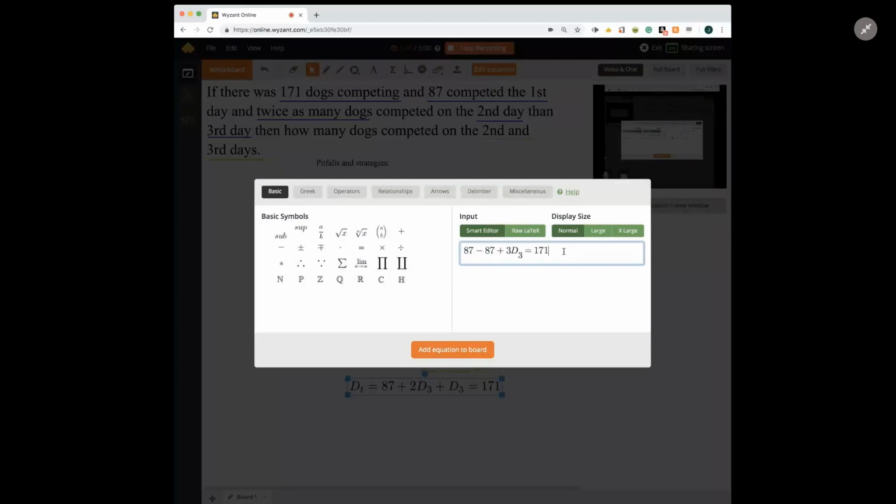In order to do that, and then 87 disappears from the left side of the equation, and the right side of the equation simplifies to 84. We can divide both sides by 3, and then this simplifies to 28. And of course, D2 we knew to be twice D3. And so D2 is going to be 2 times 28, which is 56.